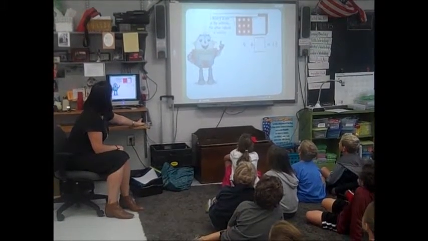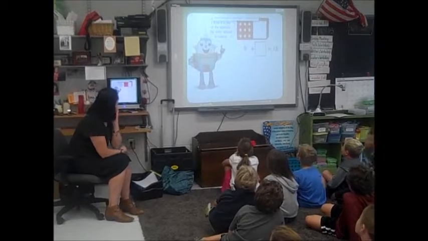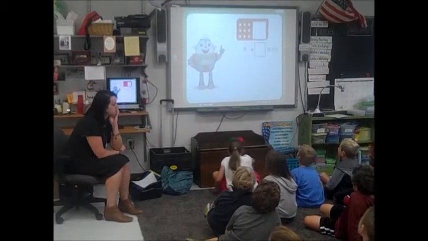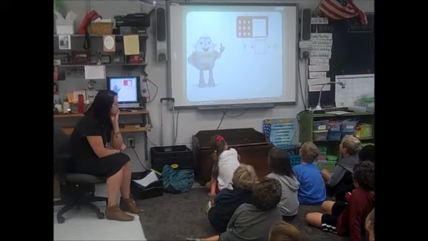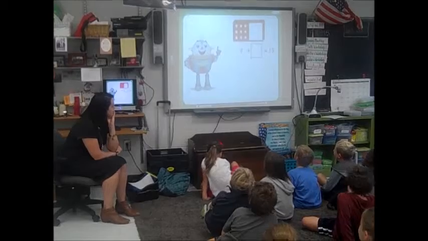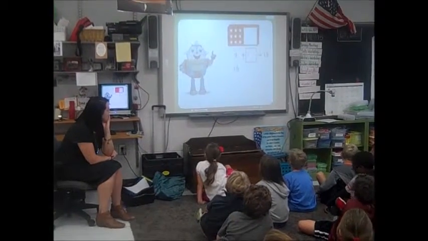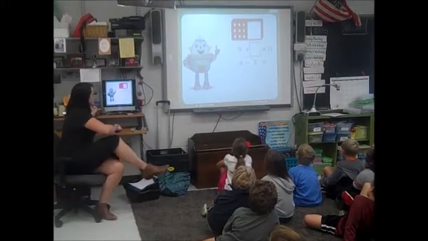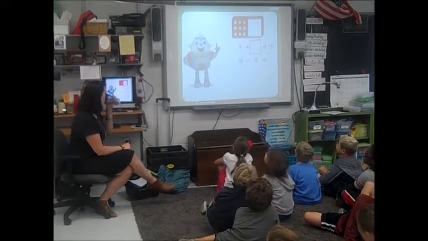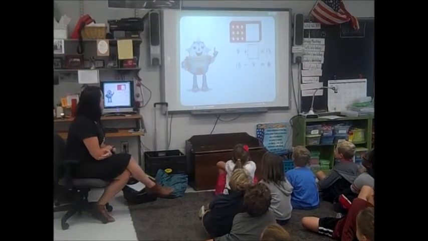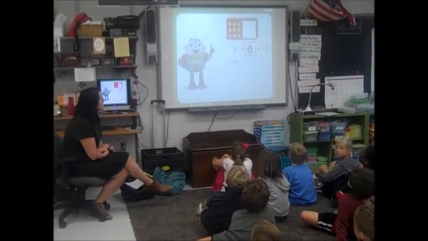I know 9 is one of the addends. The other addend is missing. 9 plus some addend equals 15. You can use a related subtraction fact to help find the missing addend. Now let's think what 15 minus 9 equals. It's 6. So 9 plus 6 equals 15.